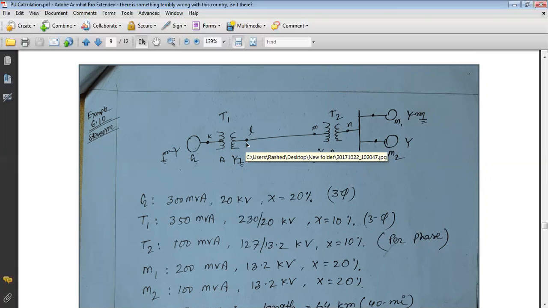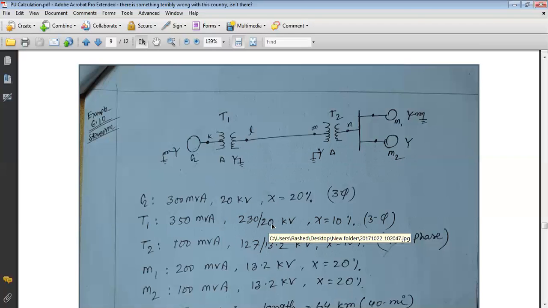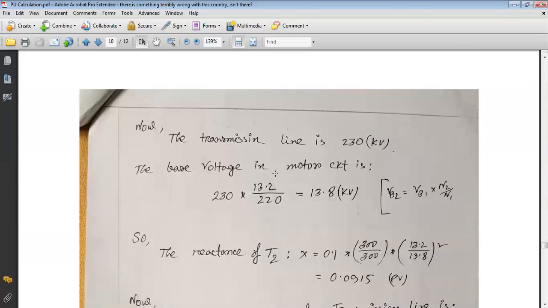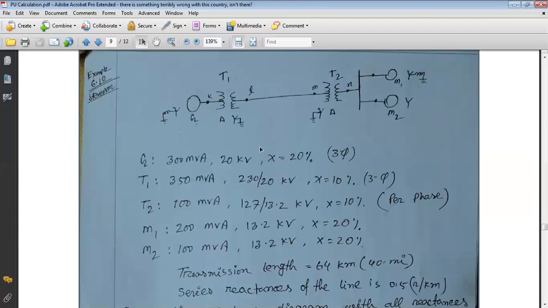So the new base voltage of the secondary portion of transformer T1 is 230 kilovolt. We can get this calculation by just looking at the rating in our question. We don't need to use a calculator actually. That's the reason we don't show this calculation in this particular solution. So 230 kV is the new base voltage of the secondary portion of transformer T1.